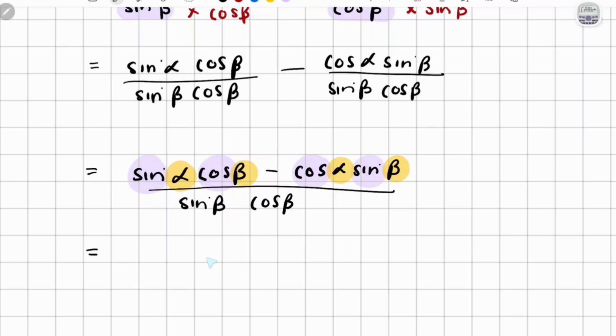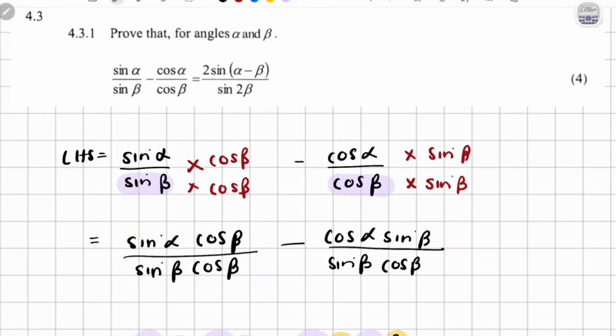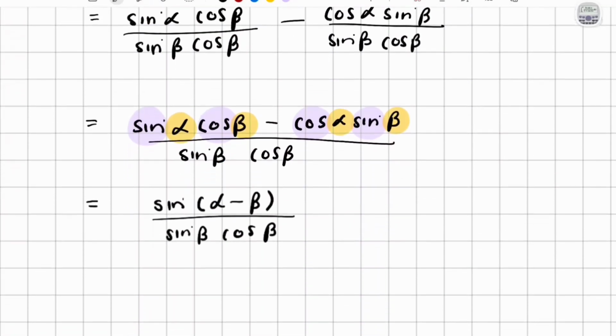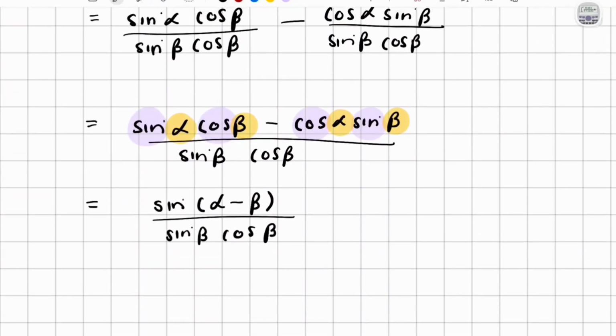So we can simplify it to sine of alpha, and we have a minus. But when it has to do with the sine formula using the compound angle formula, you don't change the sign. So that stays minus, and we have beta all over sine beta cos beta. And let's look at that right hand side. Does that look like it? No, not yet.